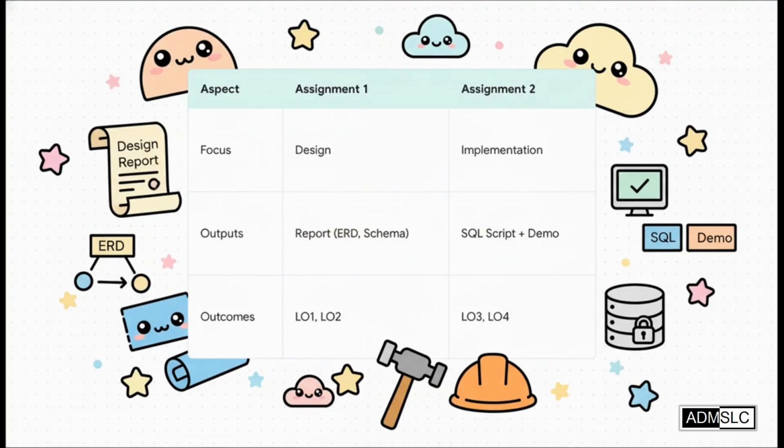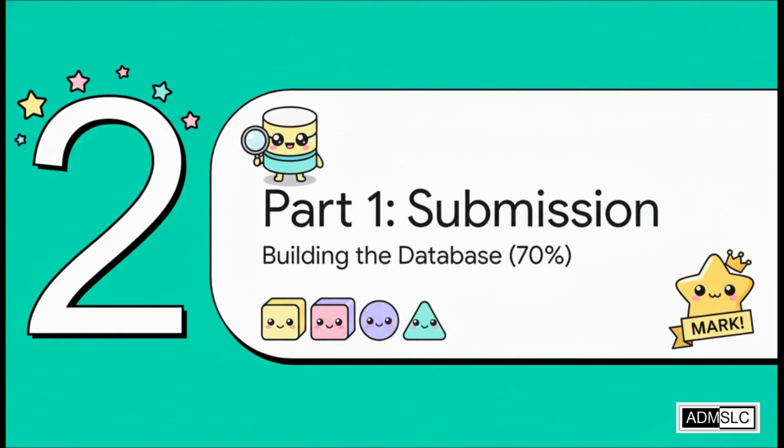This table is super helpful because it really lays out the difference between the two assignments. Think of it this way. Assignment 1 was all about the theory and the design, your ERDs, your schemas, but assignment 2, it's all about practical, hands-on implementation. You're going from the blueprint to the actual building, and you have to show verifiable proof that it all works.